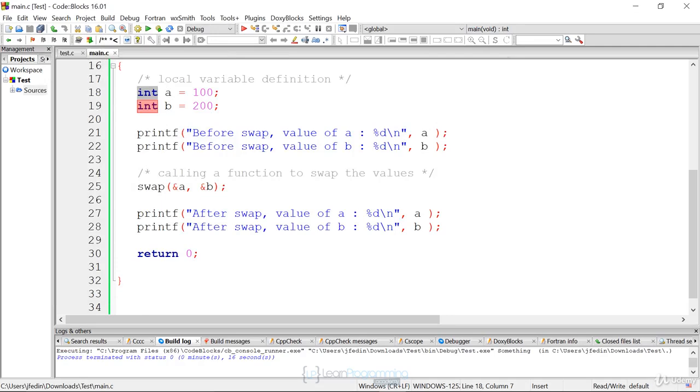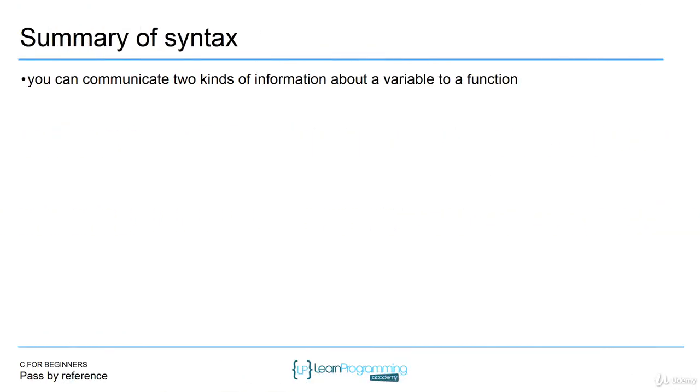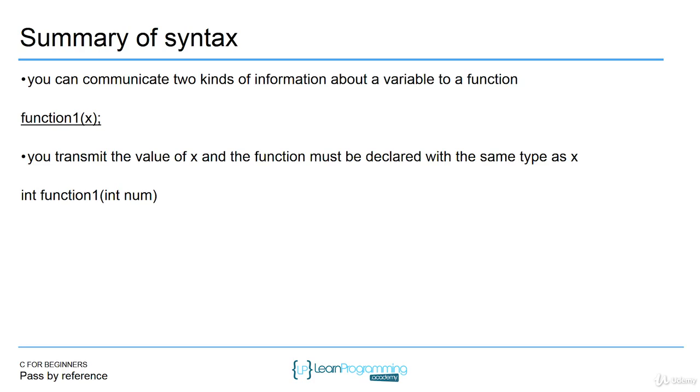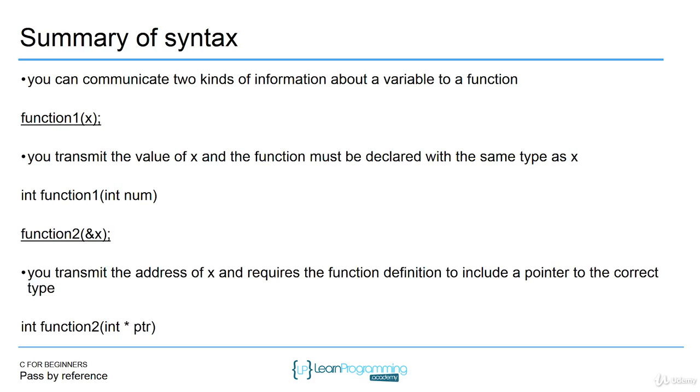And one of the big advantages of pointers. So let's summarize the syntax. I kind of already did, but let's go through it in more detail. You can communicate two kinds of information about a variable to a function. You can transmit the value of x, and the function must be declared with the same type as x. Right? We know that. Whenever we pass data to a function, we have to have the same types when we call it. And here we have int function1 to invoke it, and it's defined as an int num. So when we transmit the value of x in the function, they have to be declared with the same type.